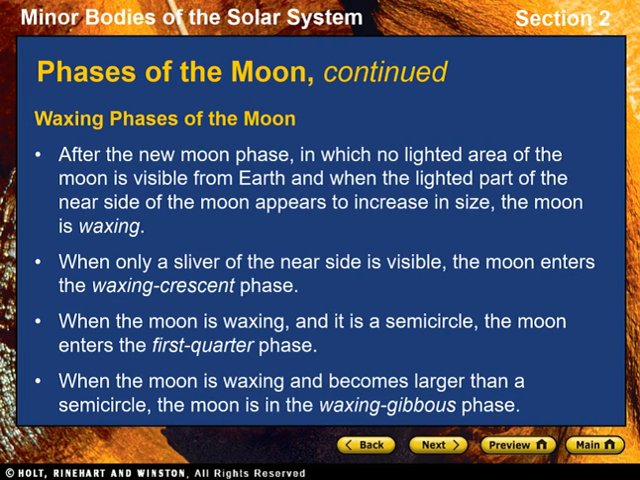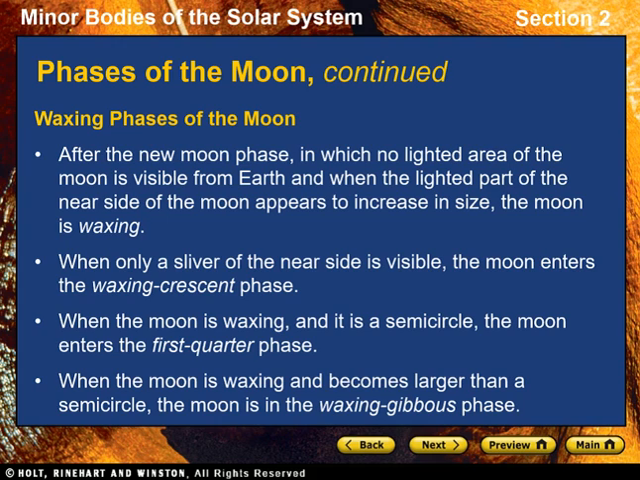Waxing phases of the moon. As the moon continues to move in its orbit around Earth, part of the near side becomes illuminated. When the size of the lighted part of the moon is increasing, the moon is said to be waxing. When a sliver of the moon's near side is illuminated, the moon enters its waxing crescent phase.